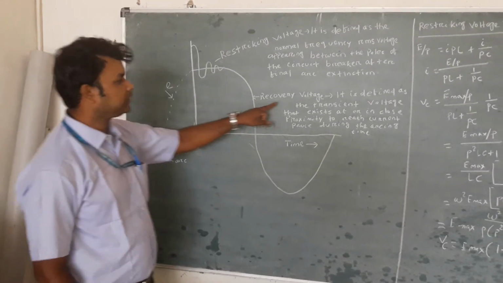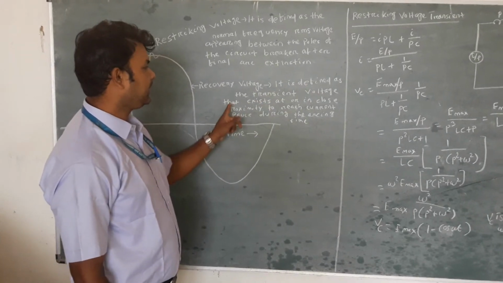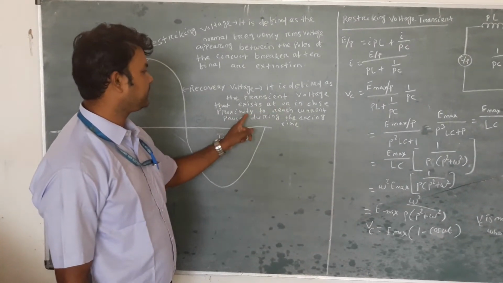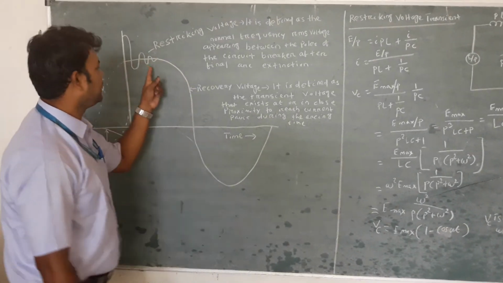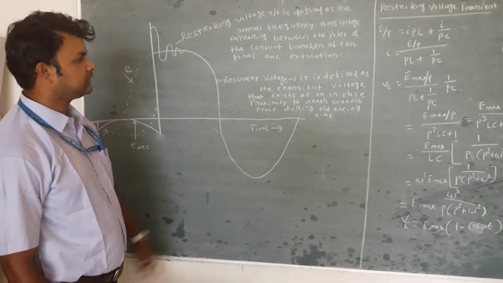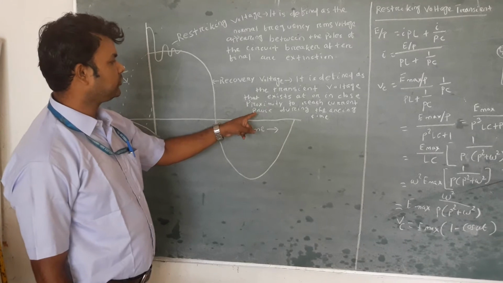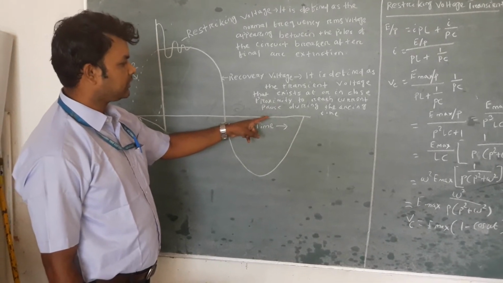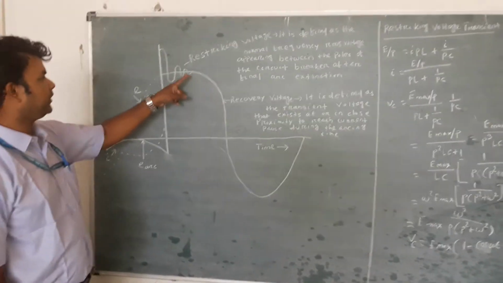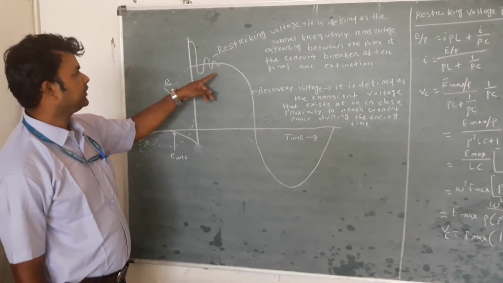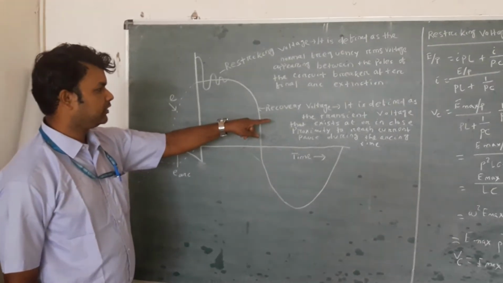Okay. Now come to the recovery voltage. It is defined as the transient voltage that exists at or in close proximity to the current zero passed during the arcing time. So this is the recovery voltage. So when the voltage is recovered after the restriking voltage, or after the striking of the voltage, that is called the recovery voltage. Okay.